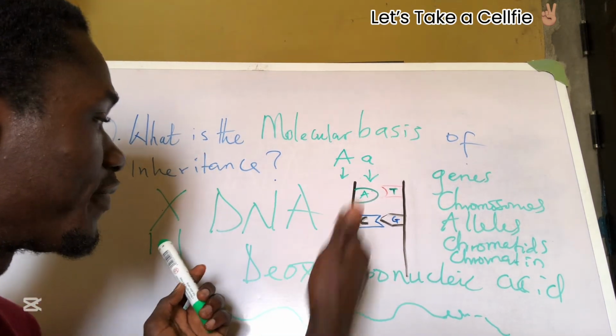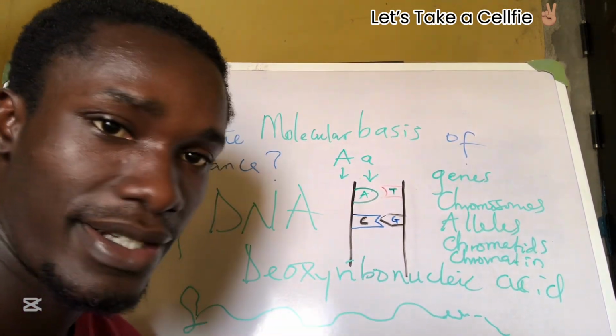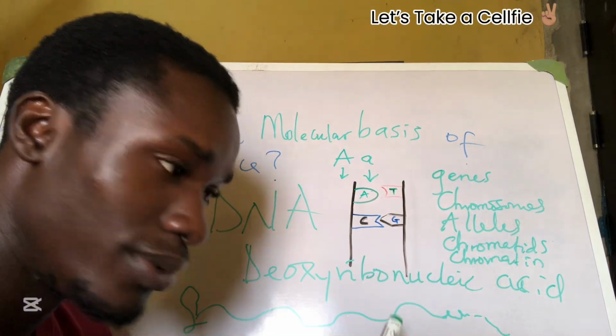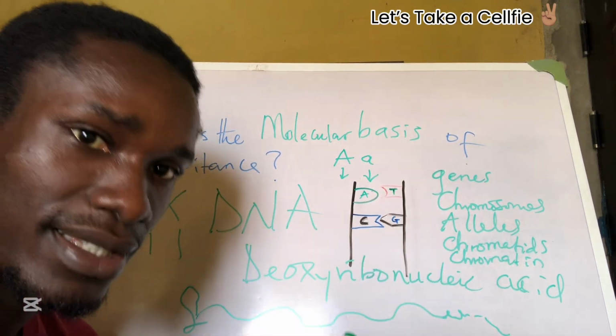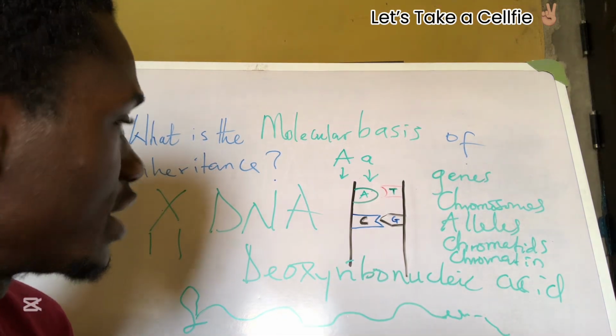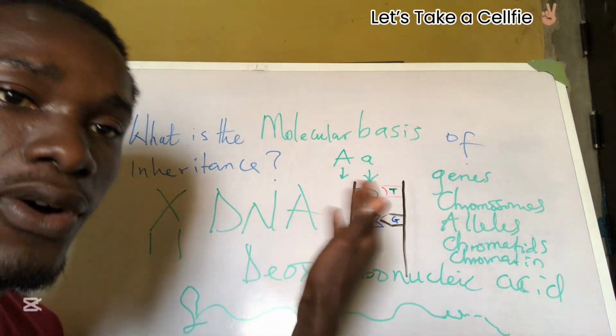So, DNA is the molecular basis of inheritance. DNA is the gray matter, the blueprint, the genetic information of all living organisms. So it is the molecular basis of inheritance.